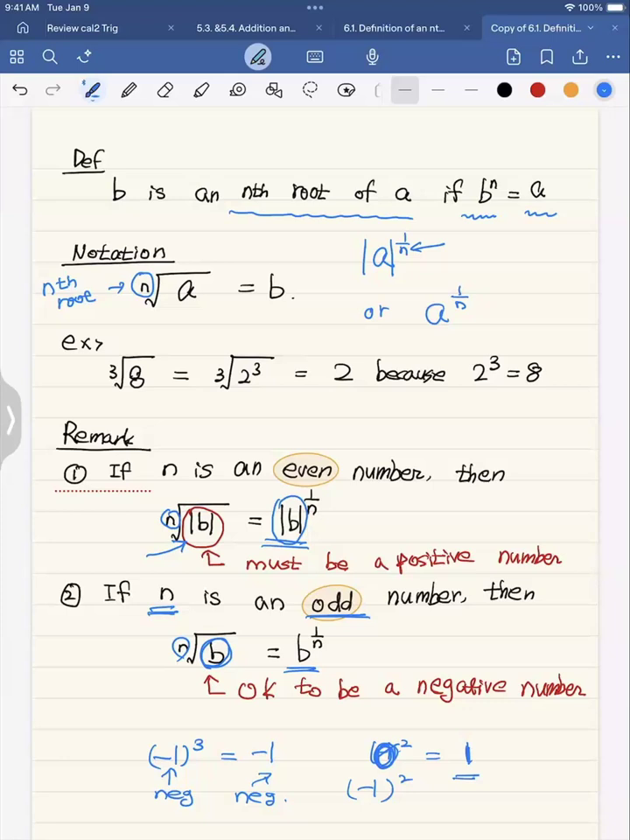When we consider the cube root of 8, we know that 8 is 2 cubed. In this case, we can understand the situation as 2 cubed to the 1/3 power. So that's 2 to the 1 power, which is 2.